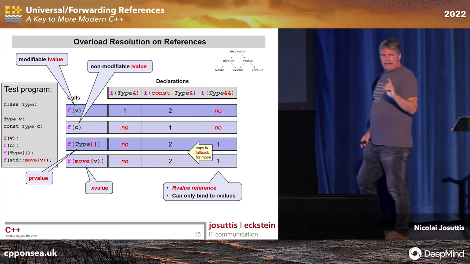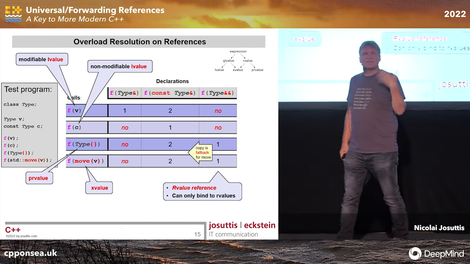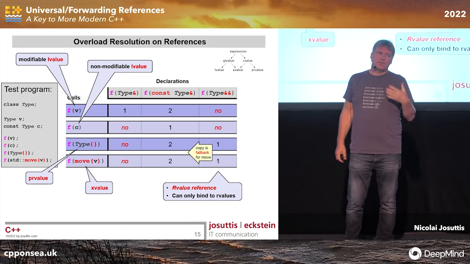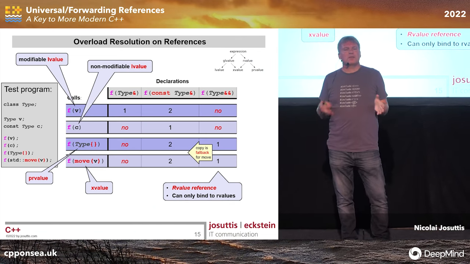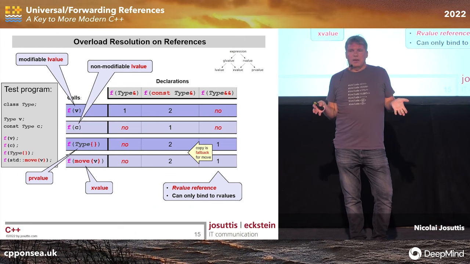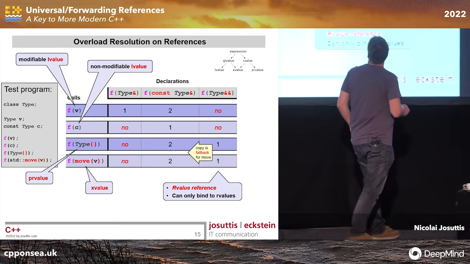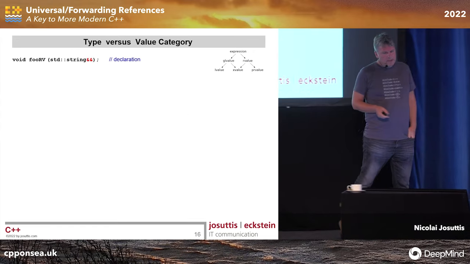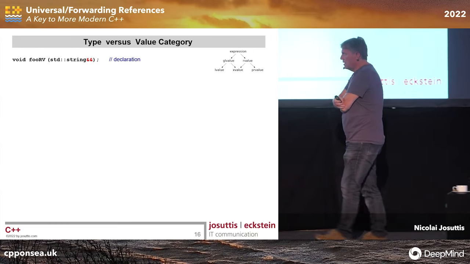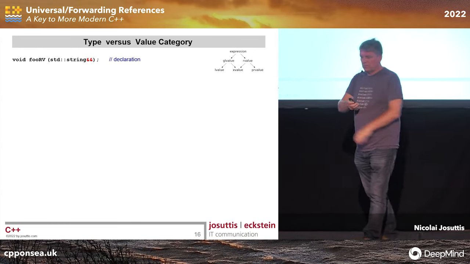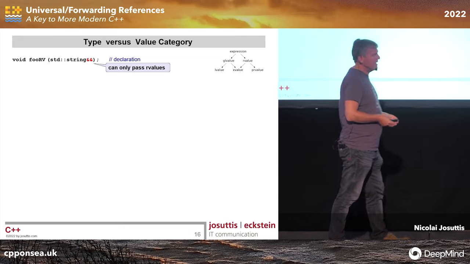There's one slide, and when I take this slide in my training, I usually say, this is the worst slide I have. It's not because of me, hopefully. It's because of the fact I have to teach. Everybody is confused by this slide, except those who know it already. So let's look at this slide. Think about you have a function that takes an R value reference. So like here, we have an R value reference to string. Obviously, what we just learned is we only take R values.